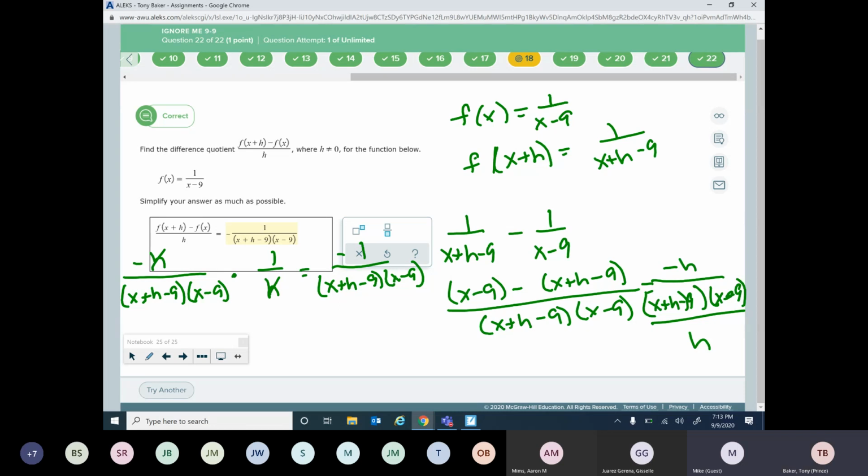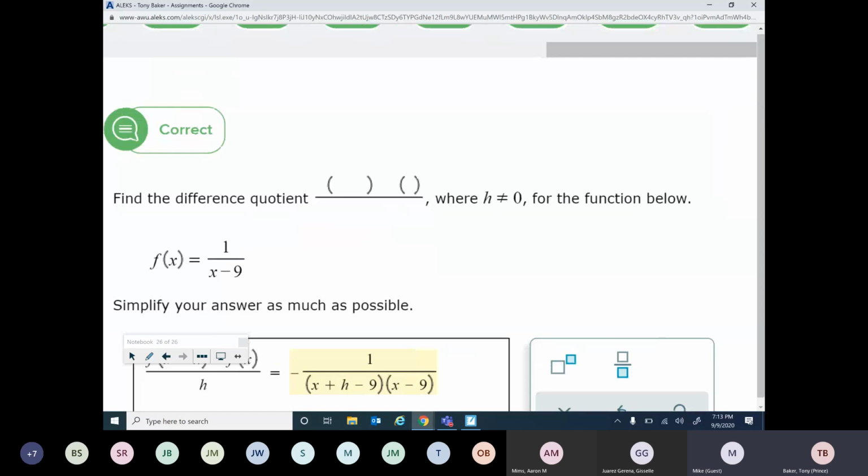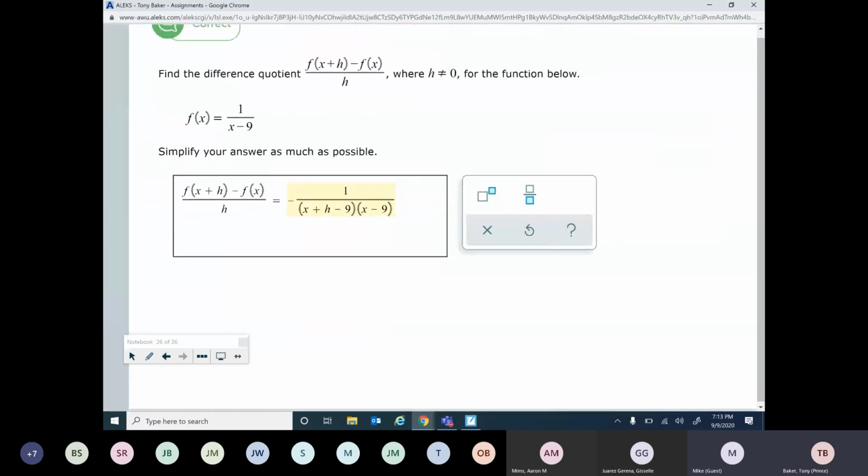Excuse me, Professor. The final answer is 1 over, not negative 1 over. Well, it is. There's a negative right in front. Hold on. Oh, I guess I can't see it. Yeah, it's there. It's just right in front. Oh, I see it now. Yeah.